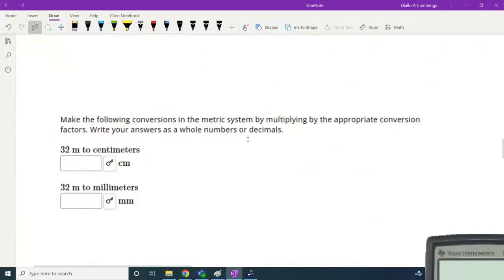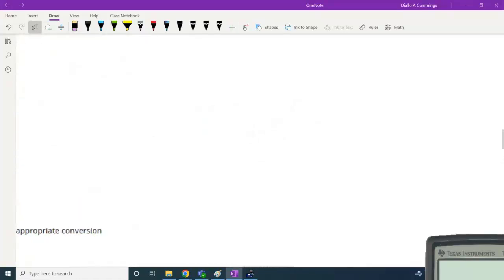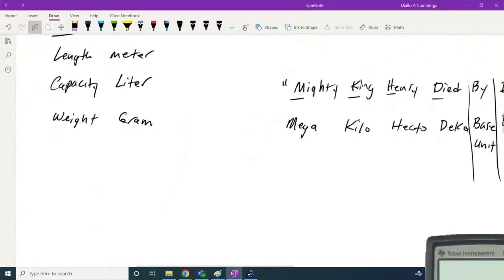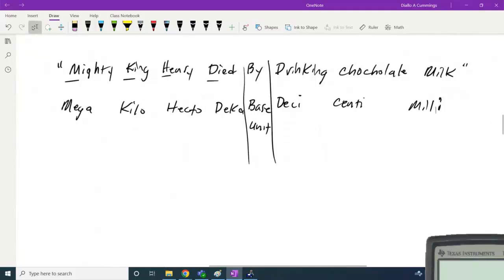It says make the following conversions in the metric system. Convert 32 meters to centimeters, and then convert 32 meters to millimeters. I'm going to take this first one, 32 meters to centimeters. First I'm going to find where 32 meters lies. Since it's in meters, the base unit, I'm going to put my number here, 32.